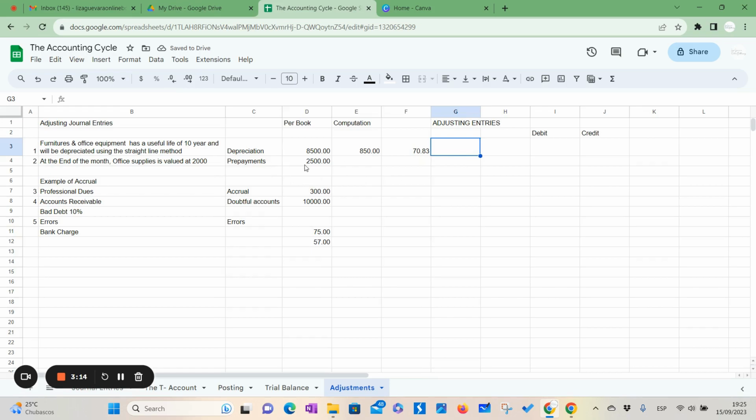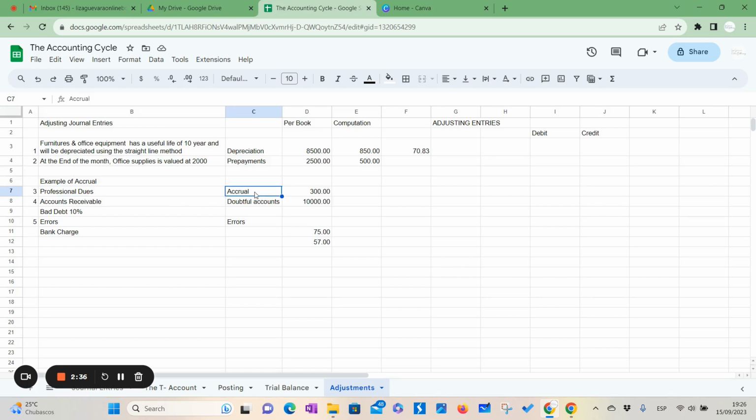Next we have the prepayments. At the end of the month, office supplies of Luna Law Office is valued at 2,000. This is the asset part out of the 2,500 office supplies. So you have to get the difference between the value and the should-be value of 2,000. This is the expense part.